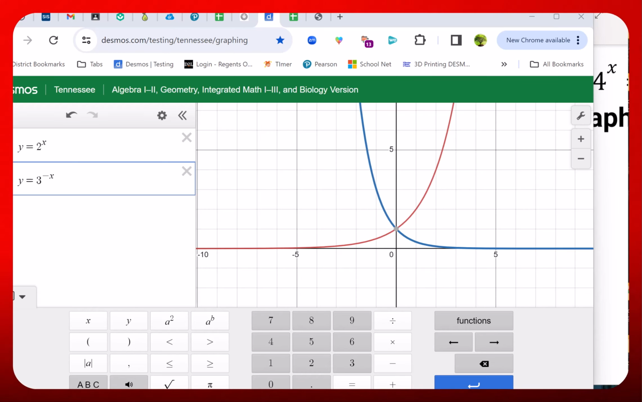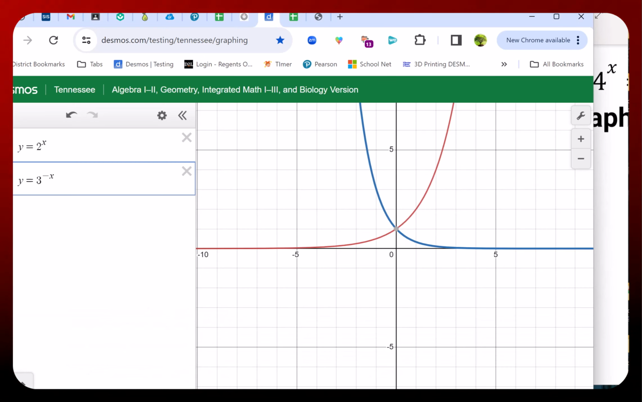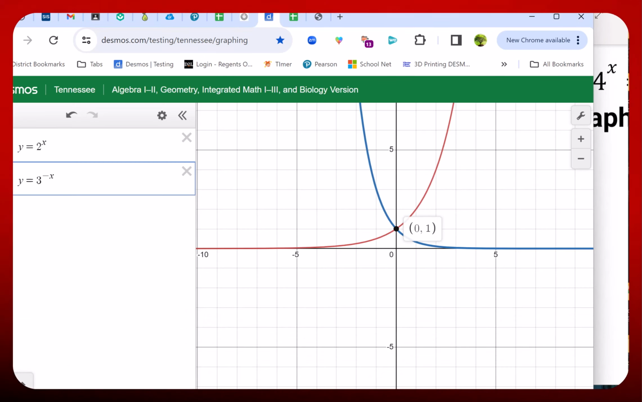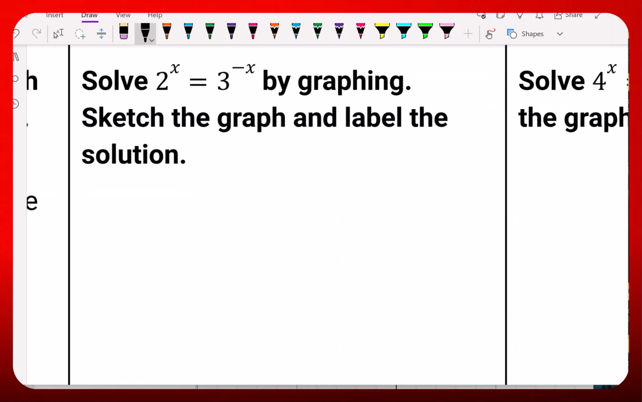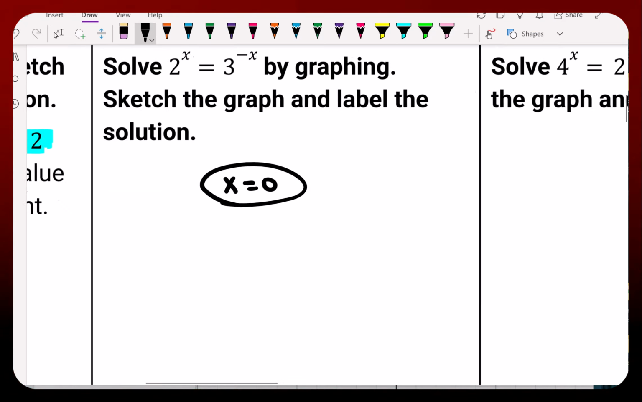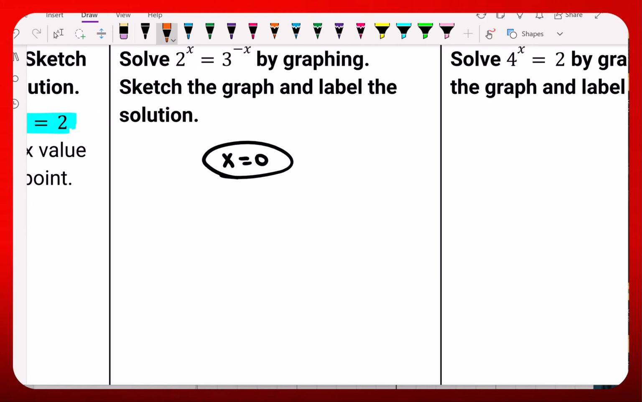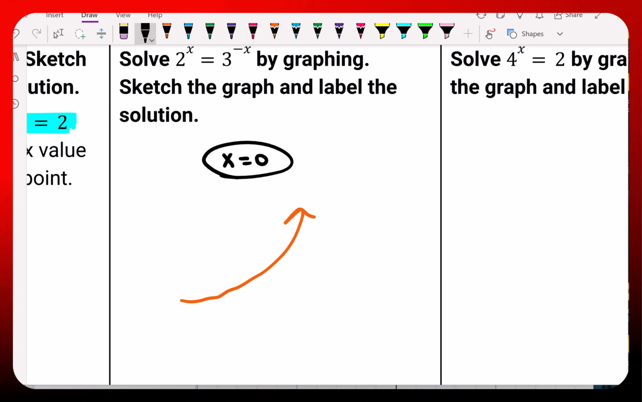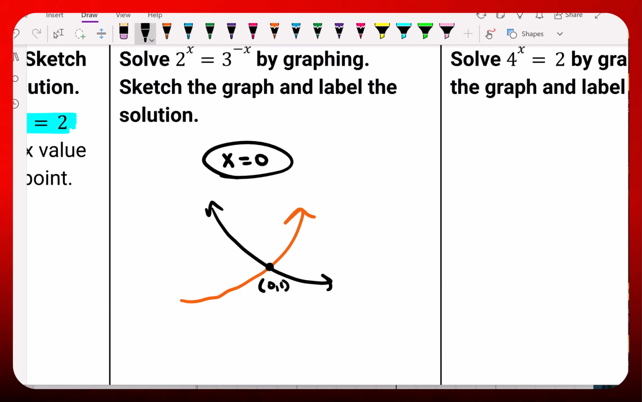Let's go ahead and click on our intersection point right here. And it looks like our solution is going to be x is equal to 0. Oh, I didn't sketch it on the last one. We're going to go ahead and sketch that growth and that decay. And this is what our solution looks like, but it's of course only the x value of that.